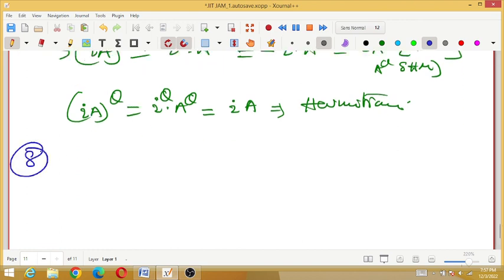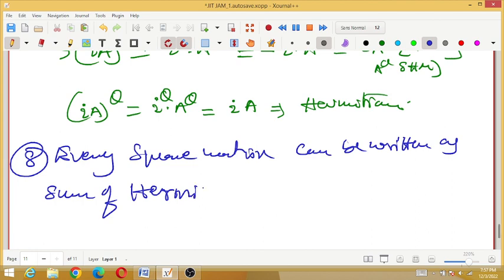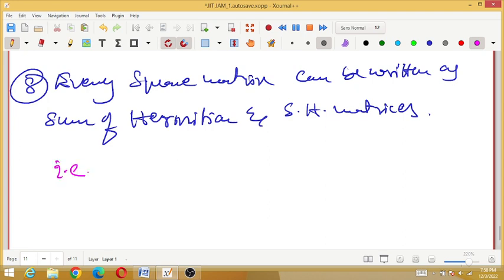Next and last property in today's session. Every square matrix can be written as sum of Hermitian and skew Hermitian matrices. That is, every square matrix can be expressed as sum of Hermitian and skew Hermitian matrix.